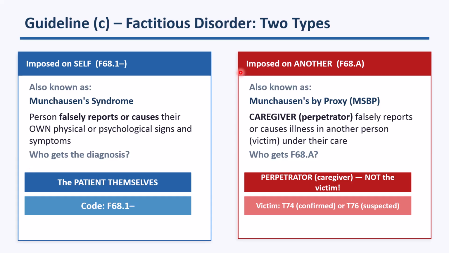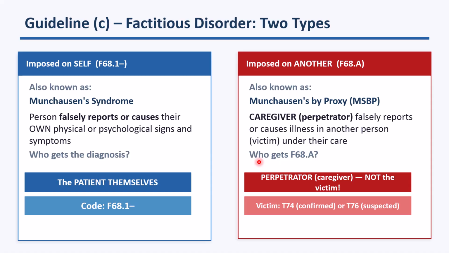On the right side, factitious disorder imposed on other, also known as Munchausen syndrome by proxy or MSBP. Here a caregiver, a parent, spouse or guardian falsely reports or actually causes illness in someone under their care. Common victims are children, elderly adults or people with disabilities. And here's the critical rule.